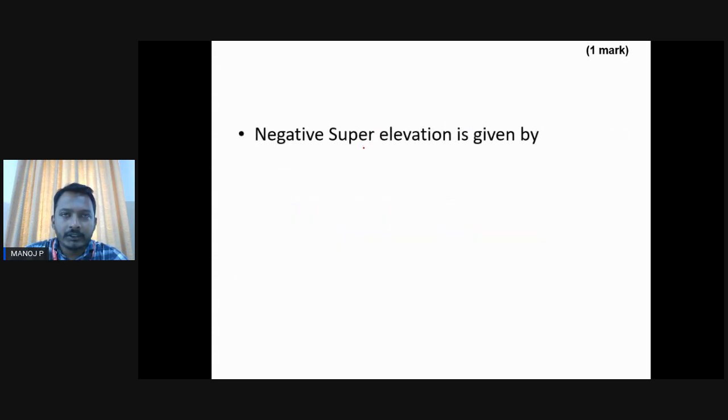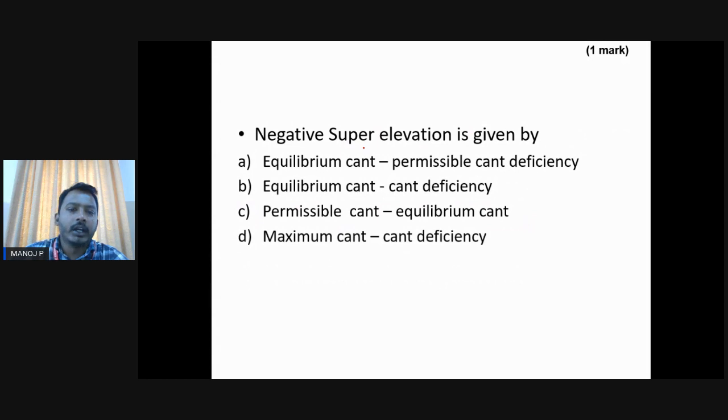Negative superelevation. What is negative superelevation and how do you calculate it? What is the equation used? Negative superelevation is equal to equilibrium cant minus permissible cant deficiency. Okay, this is a small one-mark question.